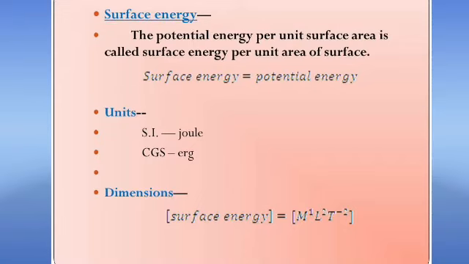The potential energy per unit surface area is called surface energy per unit of surface. That is, surface energy is equal to potential energy per unit area. It is a form of energy, therefore its SI unit is joule and CGS unit is erg. The dimensional equation becomes M1 L2 T minus 2.